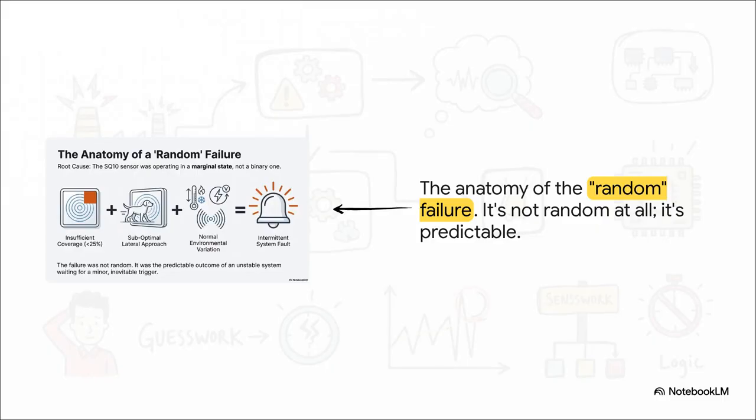So here it is, the complete anatomy of our so-called random failure. You start with insufficient sensor coverage. You add that suboptimal sideways approach of the dog, and then you just wait. You wait for a minor, inevitable trigger from the environment to come along and push it over the edge. And the result? An intermittent system fault. See, it was never random.